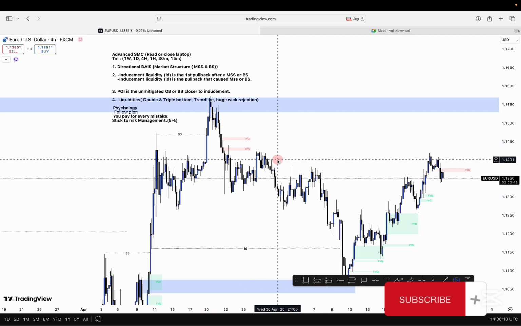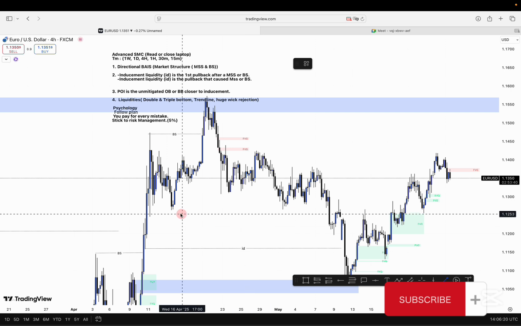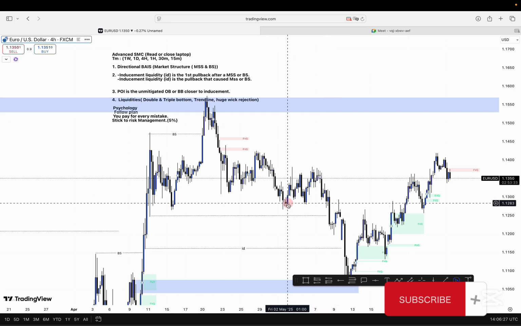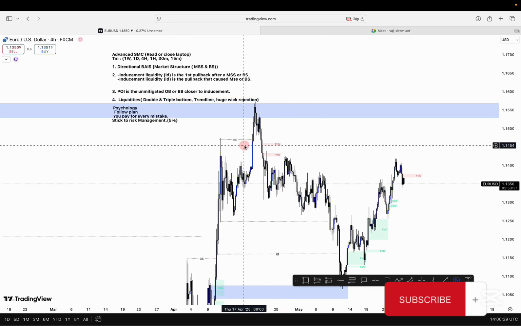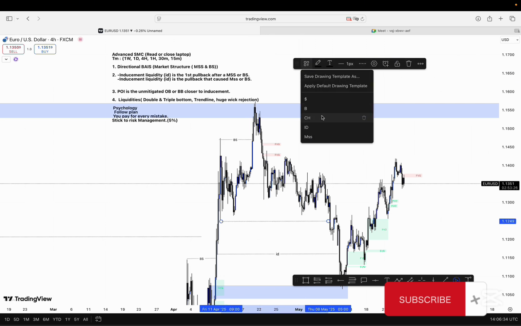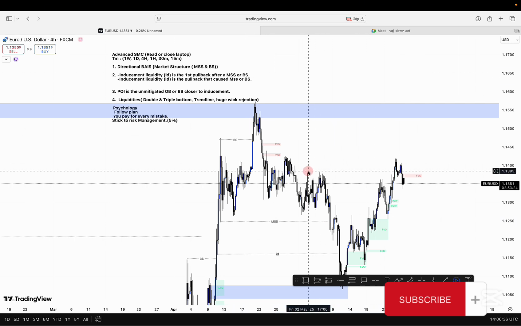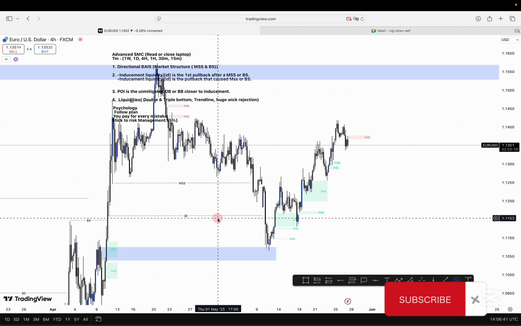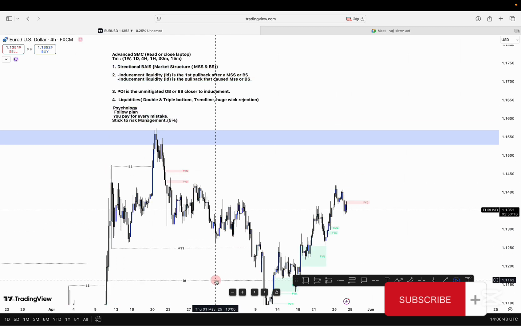So what we have to do is, after breaking this low, what do we have? Inducement. Come again? Inducement. No, we have a break of market structure. Yes, market structure. We have a market structure shift. So now, after having this market structure shift, what are we looking for?